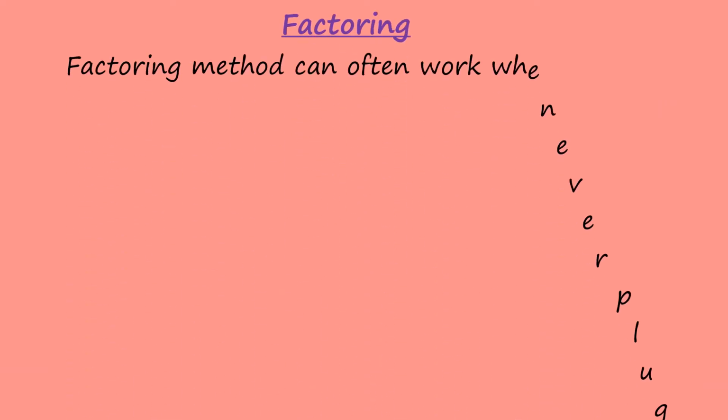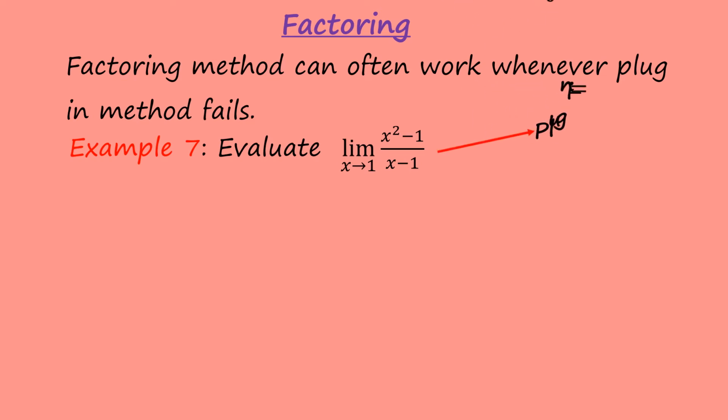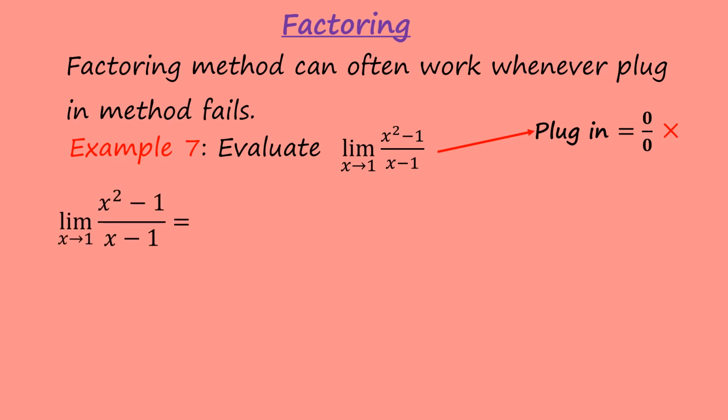Another method is the factoring method. The factoring method can often work whenever the plug-in method fails. Let's consider an example. We want to evaluate the limit as x tends to 1 of (x squared minus 1) over (x minus 1). In this case, we see that if we use plug-in, we get 0 over 0. So it fails. The next thing we need to do is to factor the numerator. If we factor the numerator, we have (x minus 1)(x plus 1) over (x minus 1). In this case, some cancellation can occur.